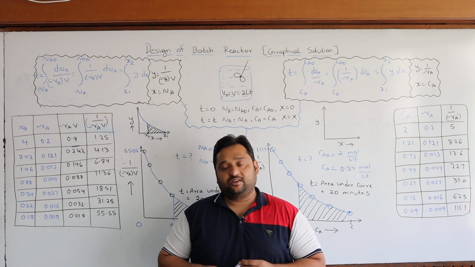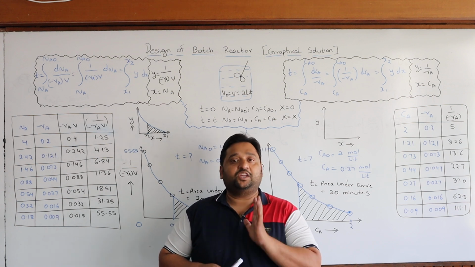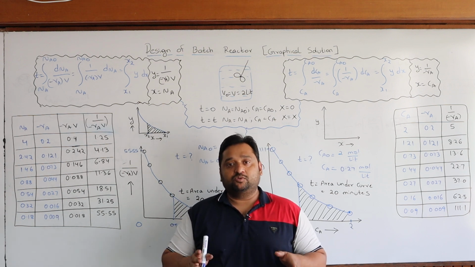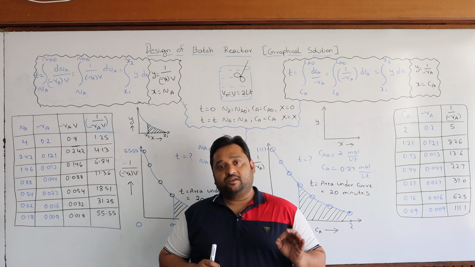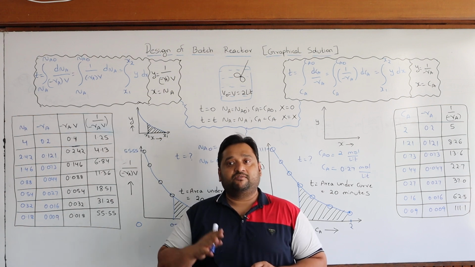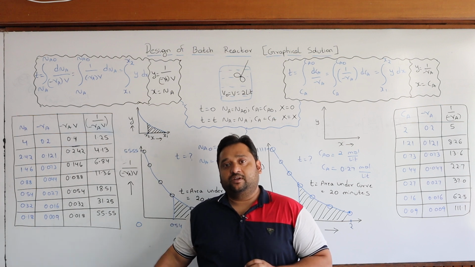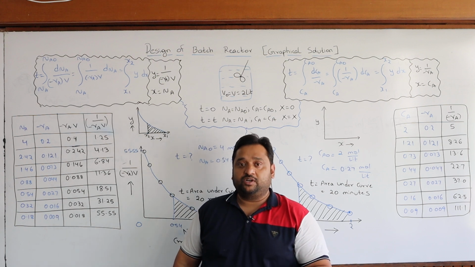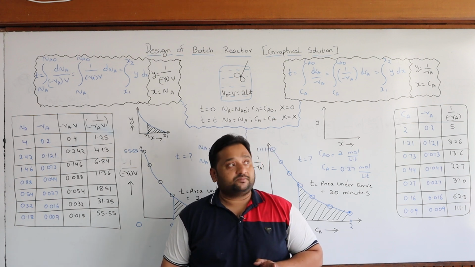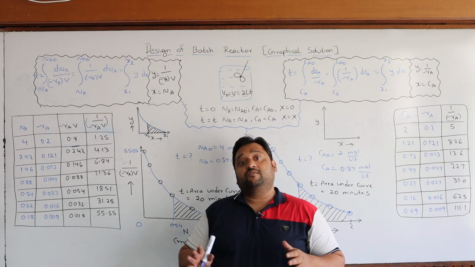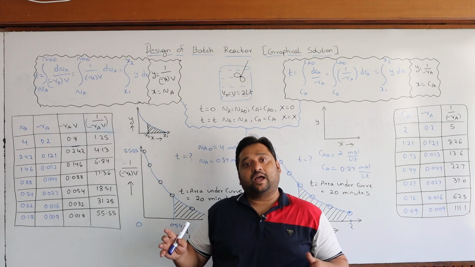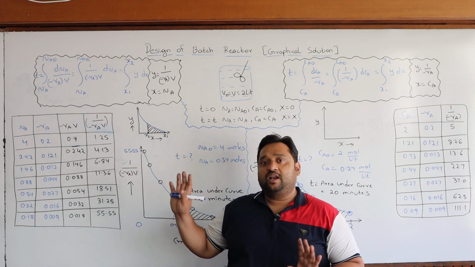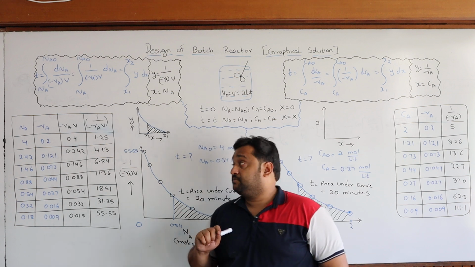In our last class, we discussed the design equation for the batch reactor and solved one problem using the equation, that is, finding the time for the required conversion. In today's class, we are going to discuss the graphical solution to design a batch reactor. In the last class we solved an equation analytically and found the time for the given conversion. In today's lecture, let us go to the graphical solution.